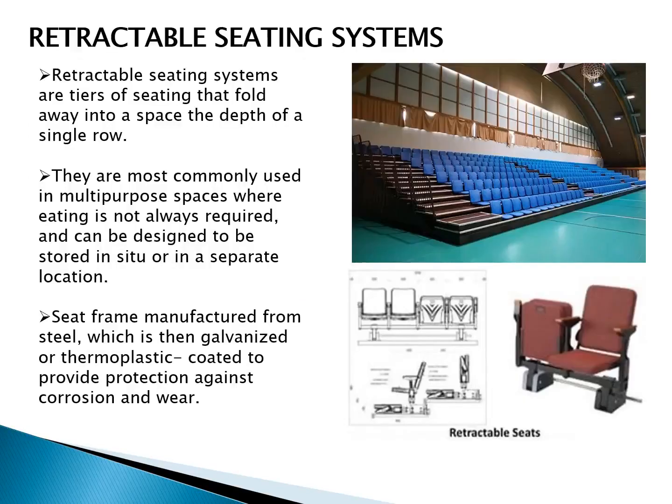Retractable seating systems. Retractable seating systems are tiers of seating that fold away into a space the depth of a single row. They are most commonly used in multi-purpose spaces where seating is not always required, and can be designed to be stored in situ or in a separate location. The seat frame is manufactured from steel which is then galvanized or thermoplastic coated to provide protection against corrosion and wear.